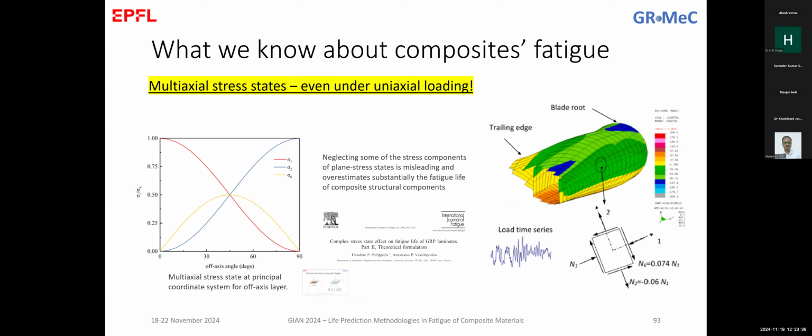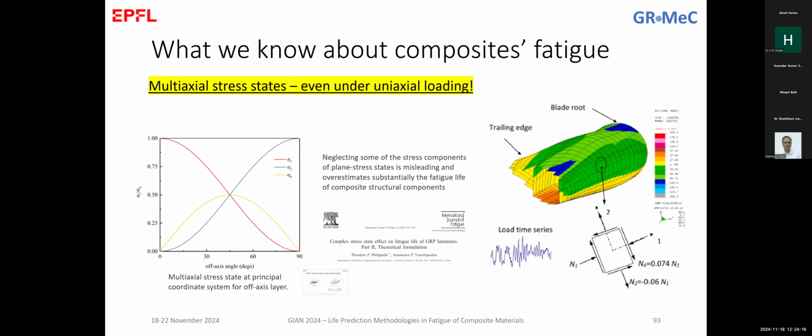And what we realized 20 years ago is that the effect of the transverse normal stress, sigma 2, and the shear stress on the fatigue life of the composite structure is very, very significant, even if these stresses are very low compared to the normal stress, sigma 1, the principal normal stress. And this happens exactly because of the anisotropy of the material. Even if these stresses are very low, the strength of the material along these directions is also very low.